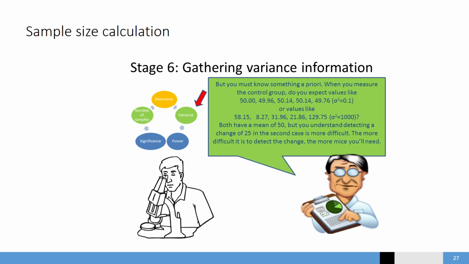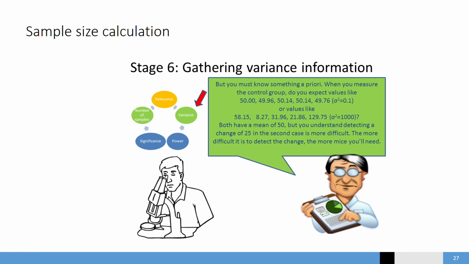But on the other side, I could have a control group whose measurements look more like this. So we have 58, we have 8, we have almost 32, 22. So the average of these numbers is again 50. But now detecting a drop from 50 to 25 is much more difficult because the numbers fluctuate much more. Even in the control group, there are two animals that are already below 25. So we have an animal with 8, we have an animal with almost 22.